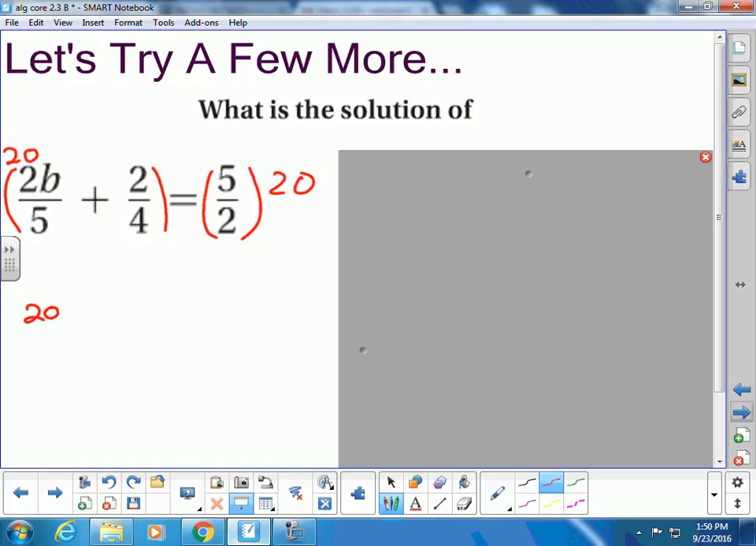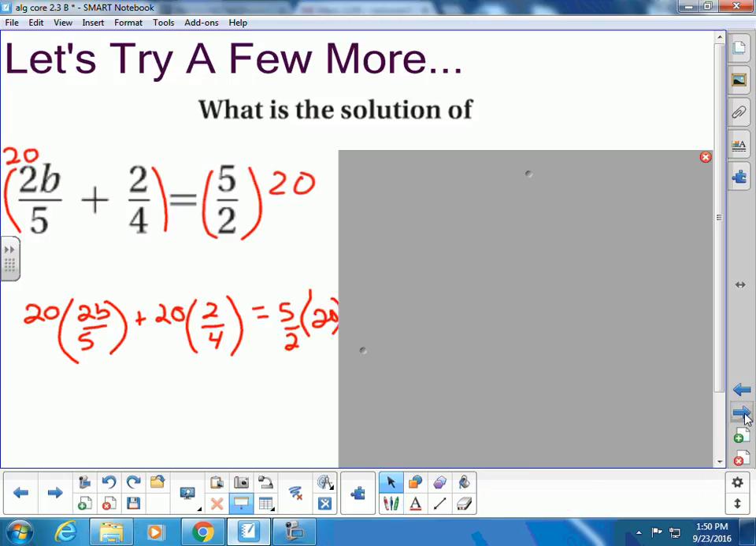So let's write this a different way. So I'm going to have 20 times the 2b over 5, and I'm going to have 20 times the 2 over 4, and it's going to be equal to 5 over 2 times 20. Here's another way that you can do it. You can multiply the tops together, multiply the bottoms together, but I also can simplify here because I know 5 goes into 20 4 times, so I'm going to reduce this to be a 4. So now I have a 4 there.